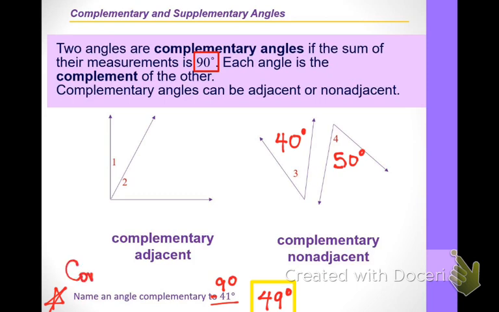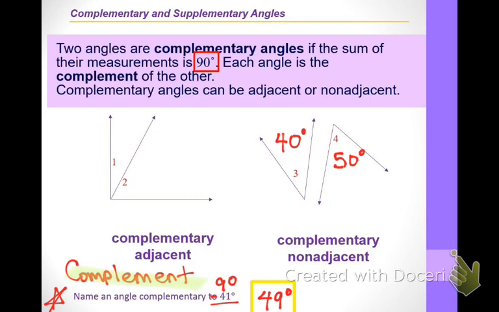So complement. You've seen this word before. If you've ever stayed at a hotel, where do you see the word complement? Complimentary breakfast. Okay, complimentary drinks, complimentary bread at Olive Garden. Good stuff. So if you see name a complement, that just means two angles that are complementary. So you'll see that. All right.